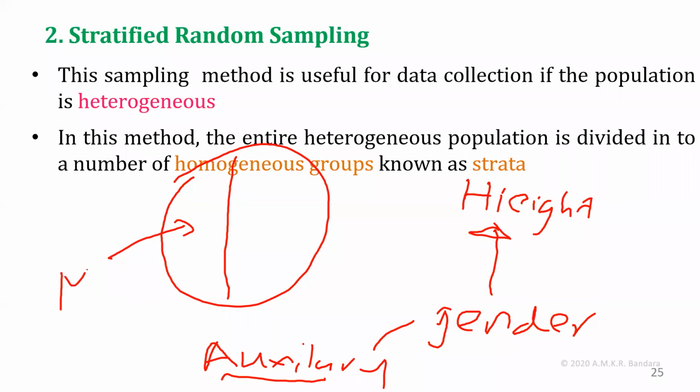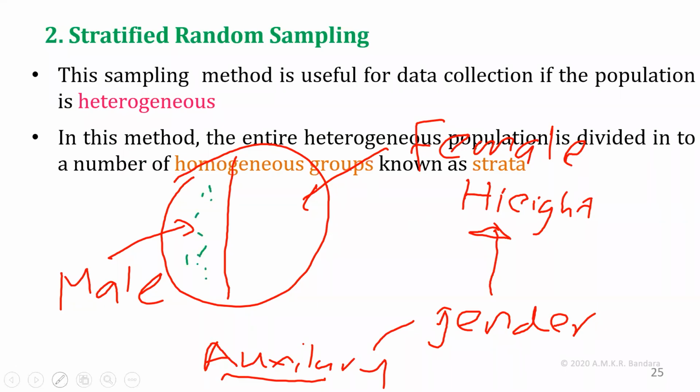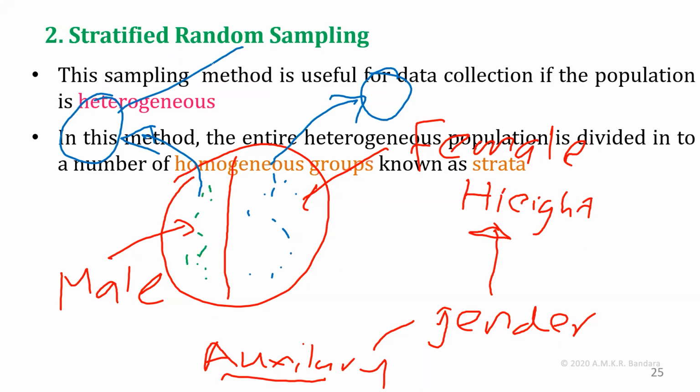to male and female. Then we will have some males here, and we will have some females. Now from each group we select our sample, part from this group and part from this group. So these two will be included in my sample.